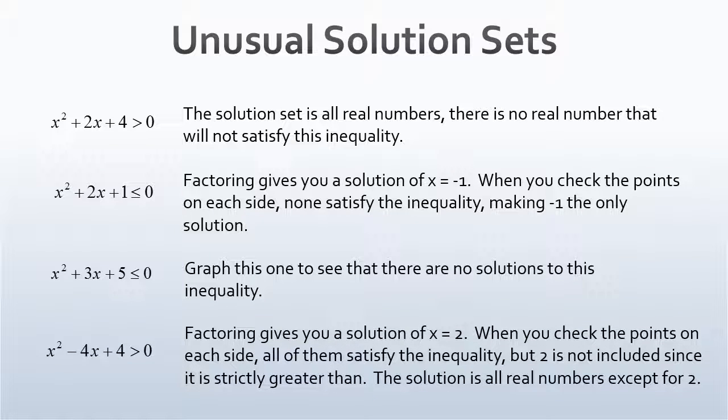And then finally, factoring this gives you a solution of 2. Well, when you check the points on each side, all of them satisfy the inequality except 2, because it's not a greater than or equal to 0. So the solution set is all real numbers except 2.